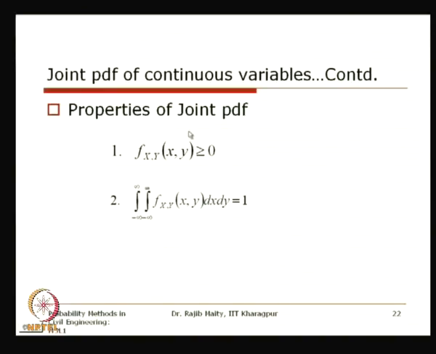Now the properties of this joint PDF are that f(x,y) should be greater than or equal to 0, so it is non-negative, and if we integrate over the entire range of x and y, this should equal 1. This is straightforward: earlier we said the area below the curve for a single random variable, here the total volume below the surface should equal 1 in the bivariate case.